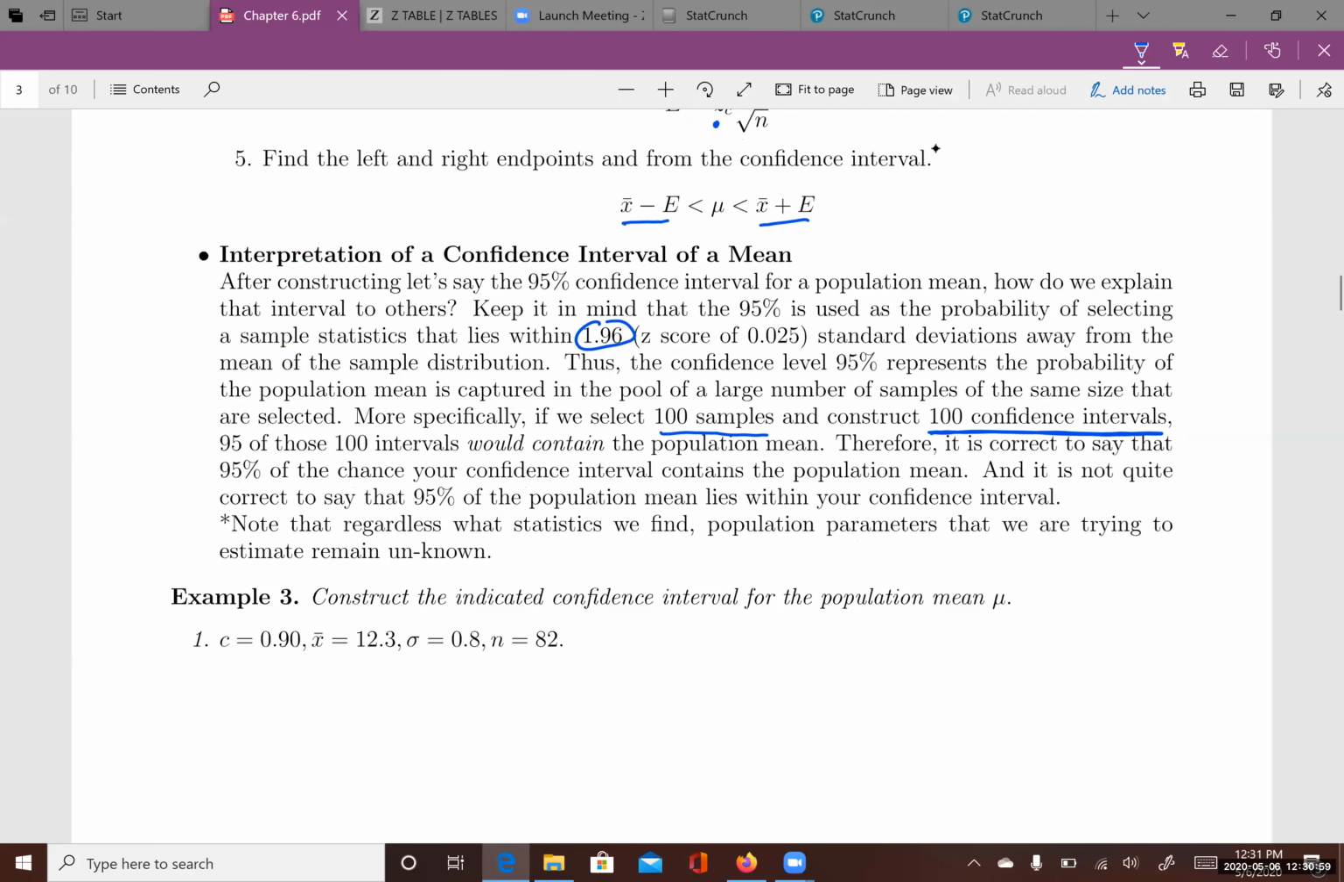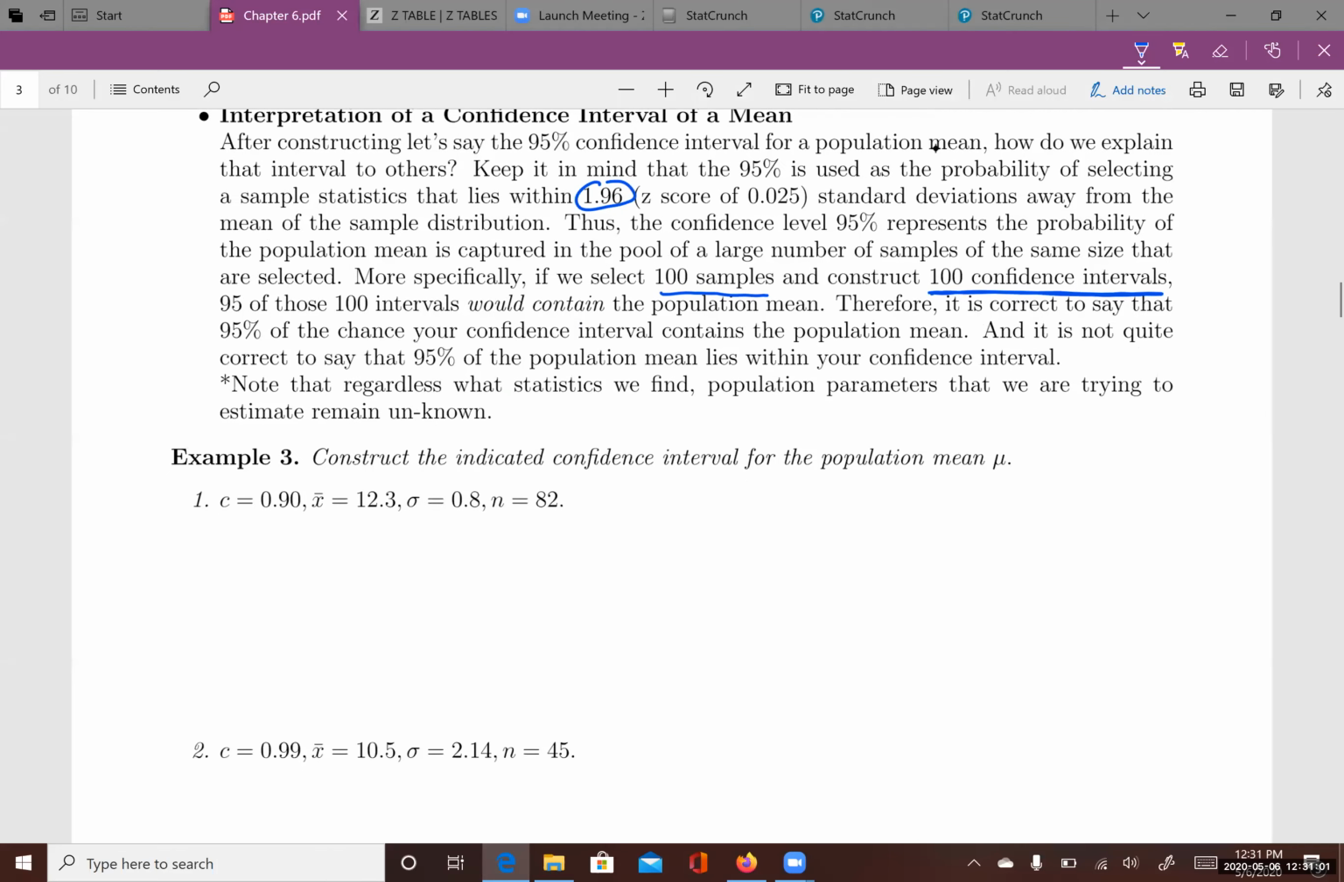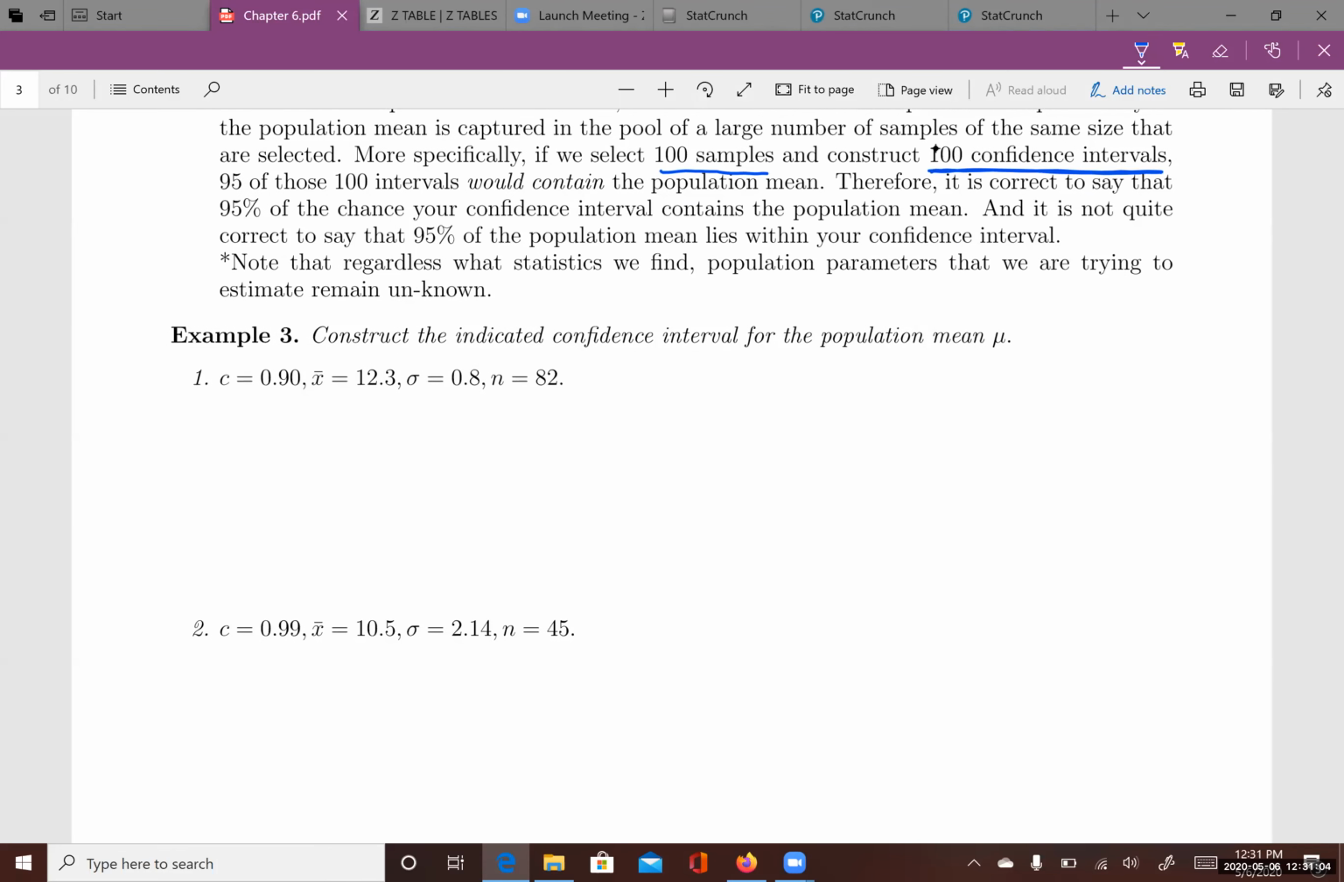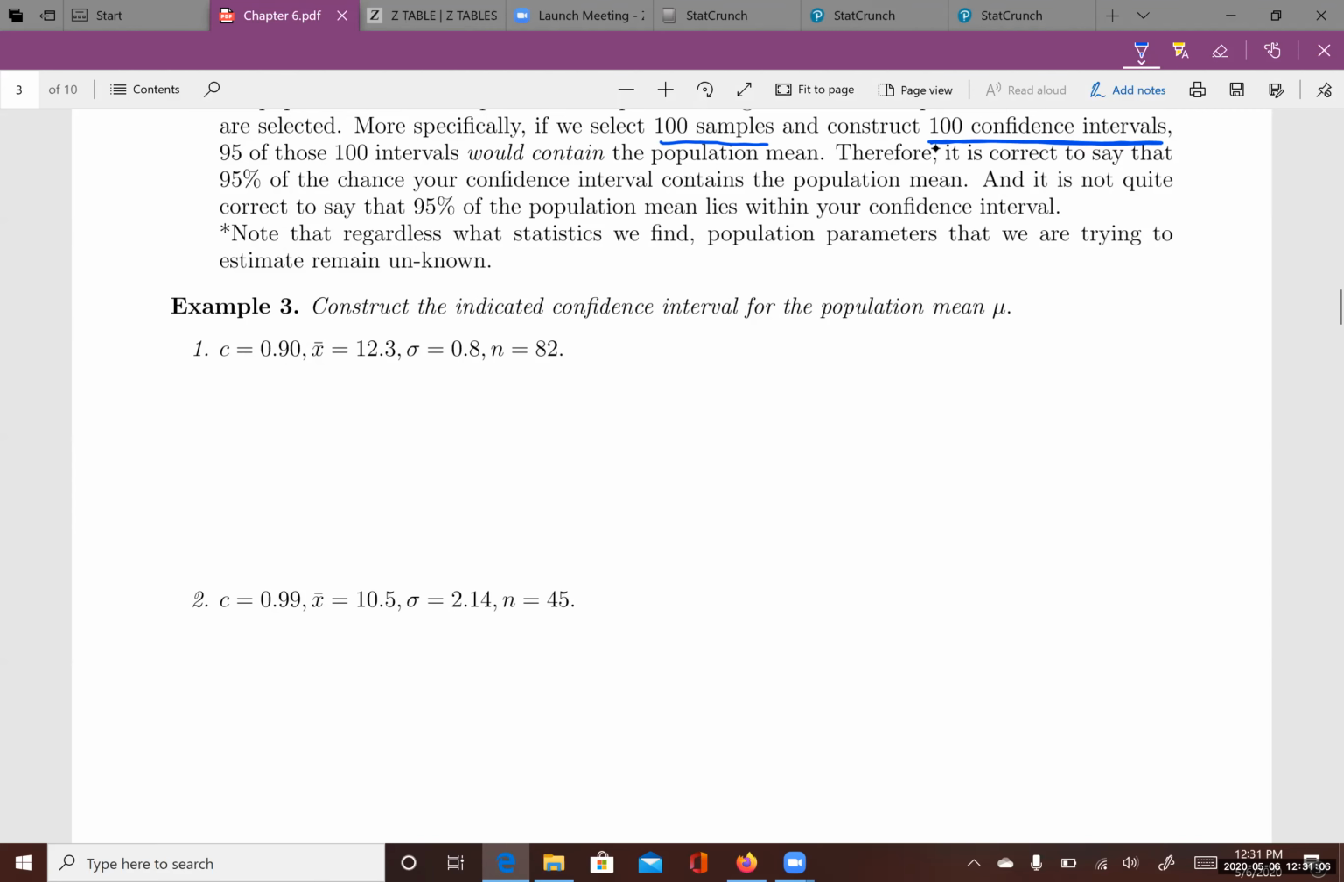All right, let's do a couple of examples on how to construct a confidence interval for given information. The level of confidence is 0.9, x bar is 12.3, sigma is 0.8, and n is 82. It seems like all the conditions are satisfied. Sigma is known and n is at least 30, assuming that the samples are random.